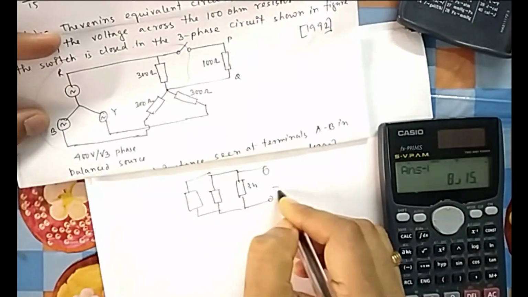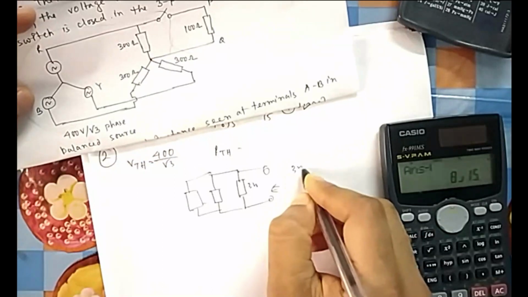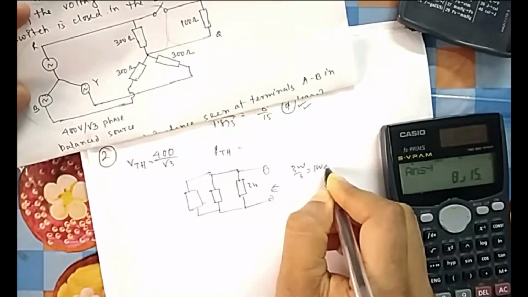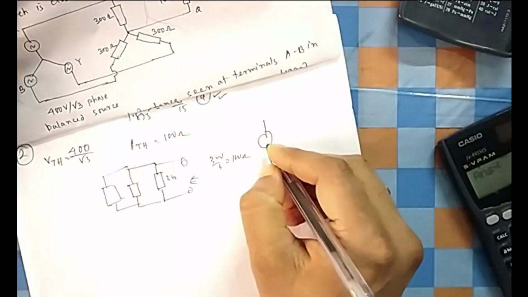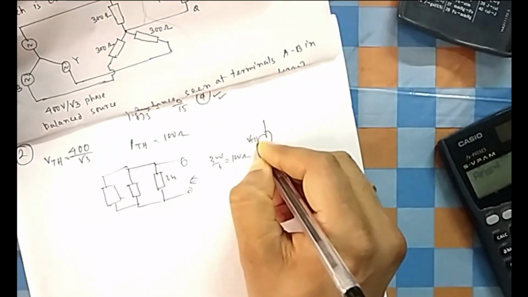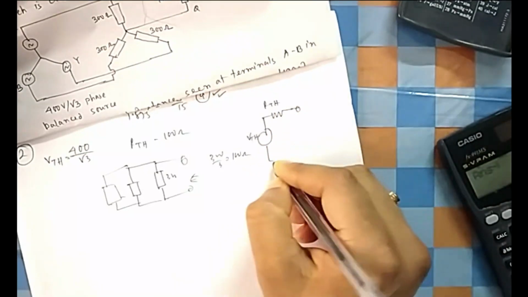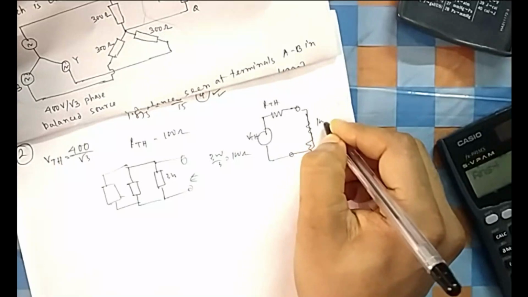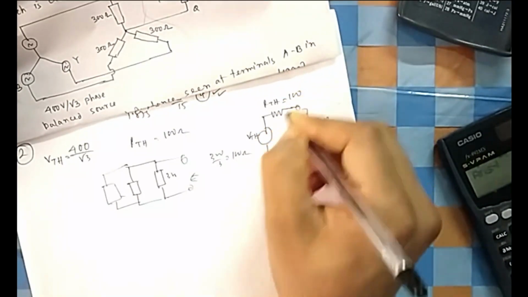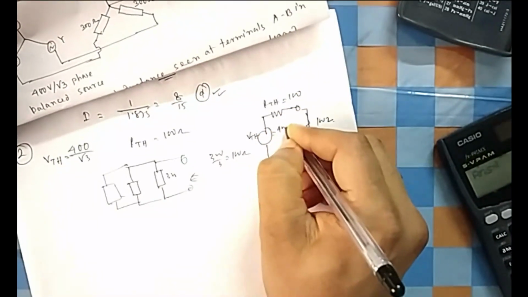So you are looking from this side, all are 300, so it will be 300 by 3. So 100 ohm. So you got 100 ohm. So now how will you represent it in Thevenin's? You will represent it by VTH and then RTH, and then you will connect this extra load. What is the load? 100 ohm. This is 100. This is 400 by root 3.